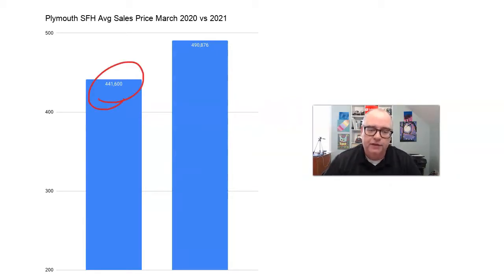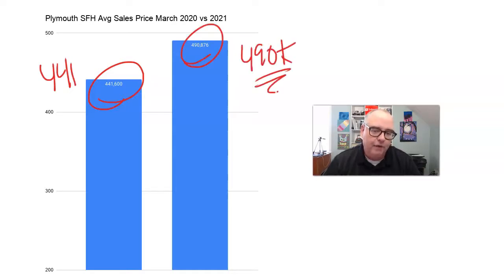A year ago, our prices were $441,000 on average last March. This year, $490,000. $490,000 is your average sales price for a single-family home in Plymouth in March. So that's a huge bump up, as you can imagine, in this environment, from $440,000 to $490,000. That's $50,000 effectively. So things are selling quicker and for more money. There's no other way to describe that.